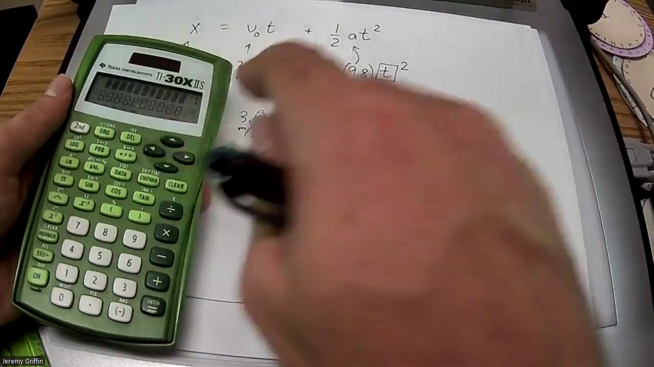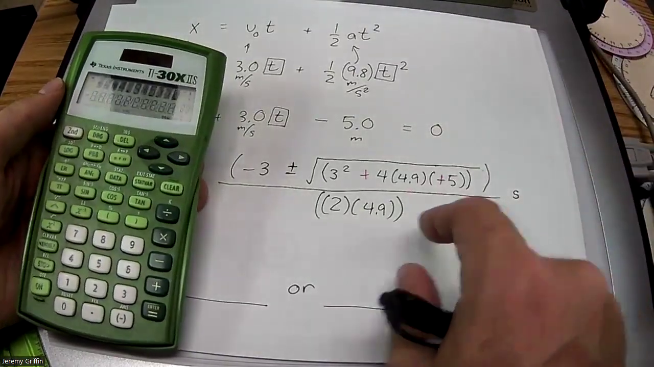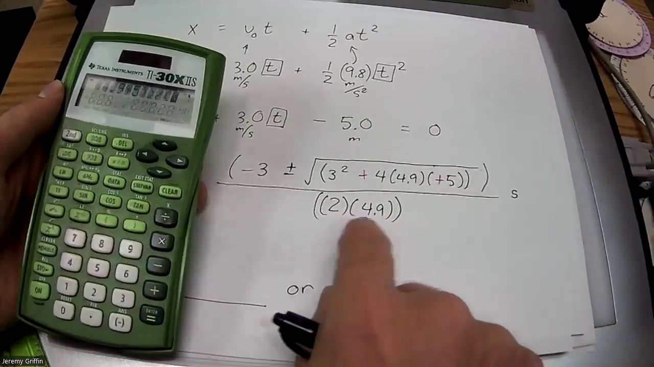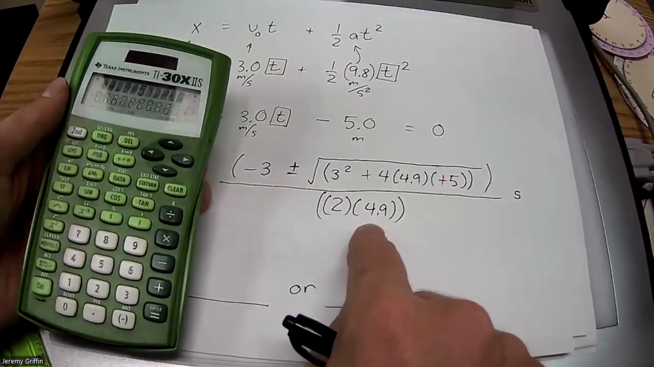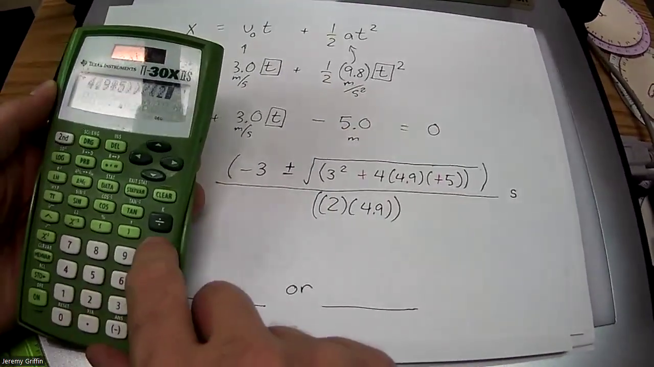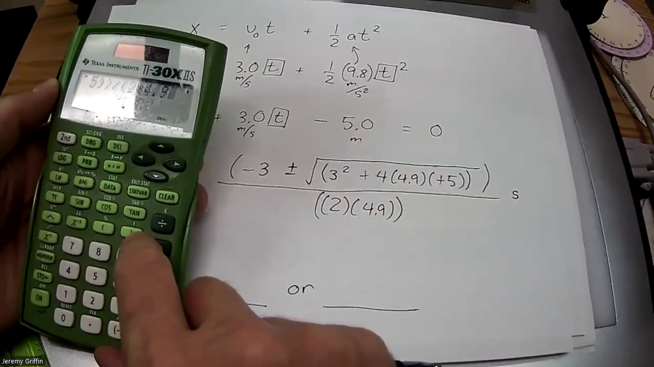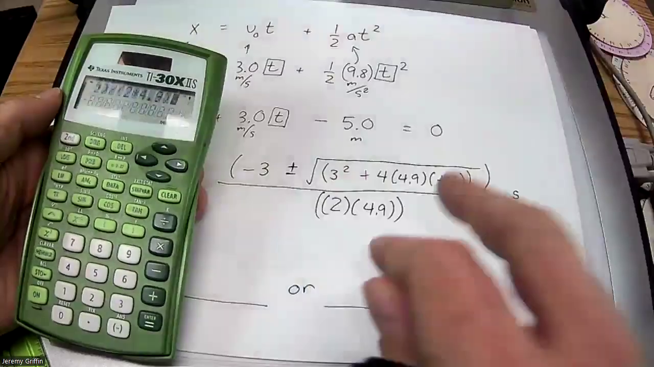So I just grouped the entire numerator together, right? And then divide by, then open parenthesis, because there's a bunch of stuff down here in the denominator that I got grouped together. It's 2 and 4.9 multiplied together. Then close that. All right, so this should do it for me.